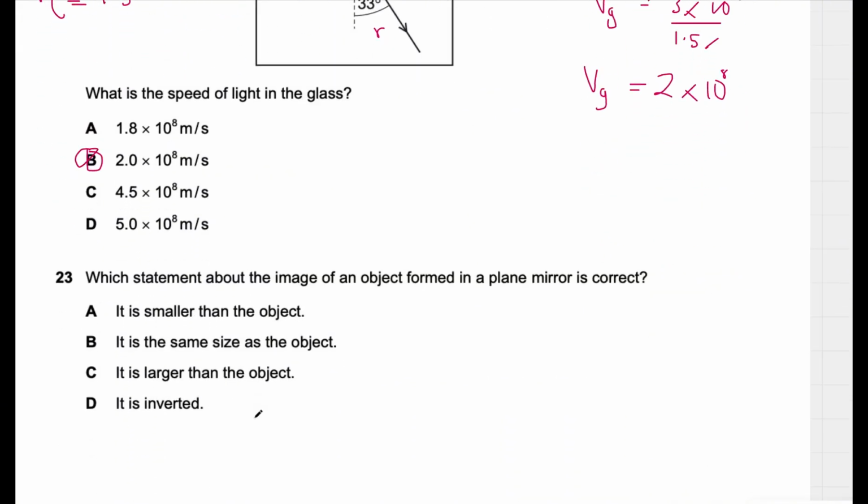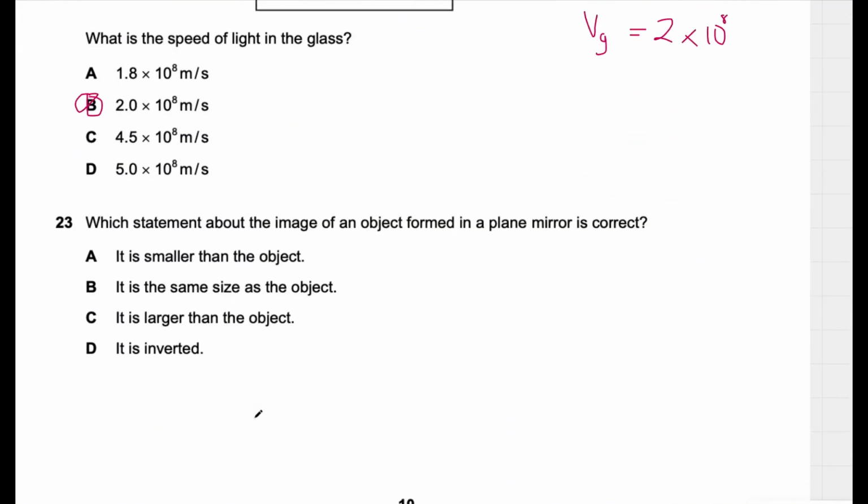Okay, we go to question 23. Question 23 says: which statement about the image of an object formed in a plane mirror is correct? A, it's smaller than the object.